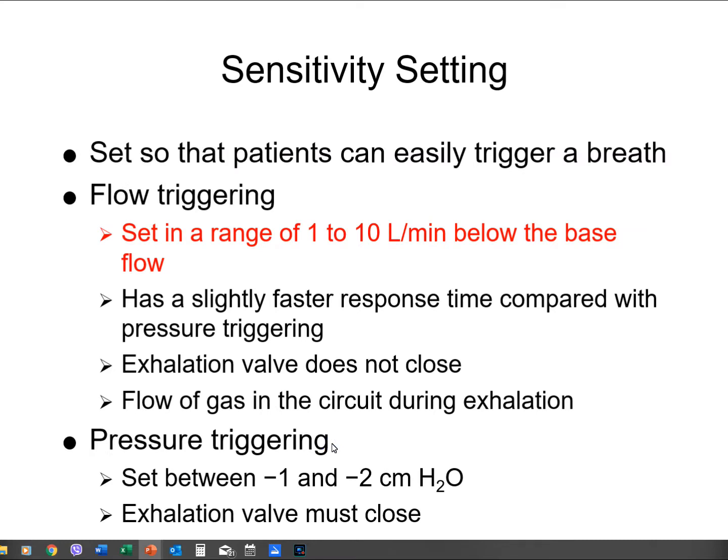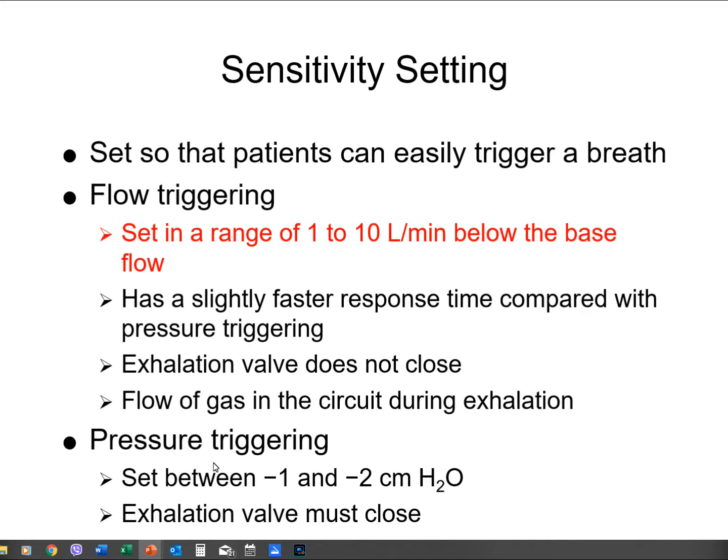Okay, so we talk about sensitivity settings. We talked about that in lab. Here in Pilbeams, we're talking about flow triggering, and we want to set the rate to 1 to 10 liters per minute below the base flow. This is dealing with the triggering of flow. Remember, you have flow triggered and then you have pressure triggered.